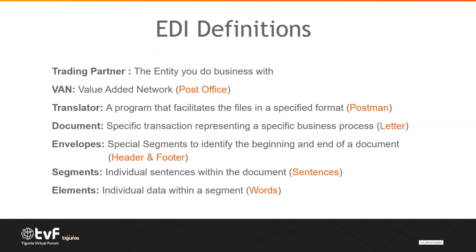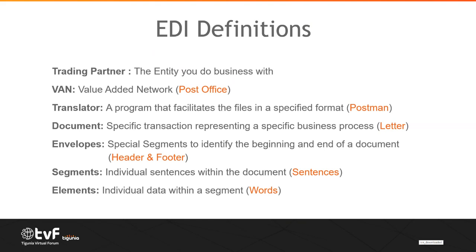An EDI envelope. Within an EDI file, as we'll see later, there are special segments that identify the beginning and end of a specific file, so that the translator, when it looks at the EDI file, knows where to start and when to stop and has the complete information. Think of it as the header and the footer in the letter. Then there are EDI segments.